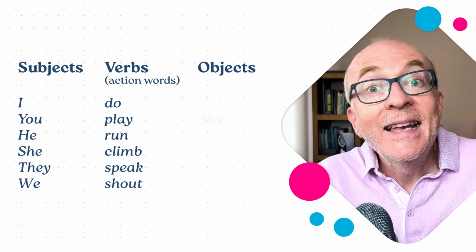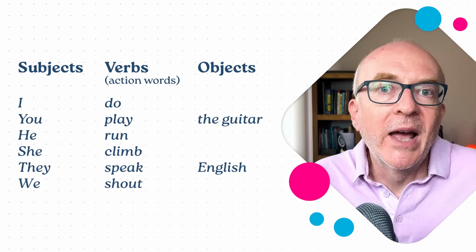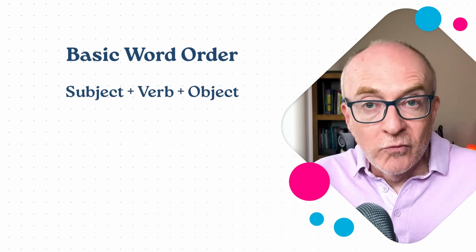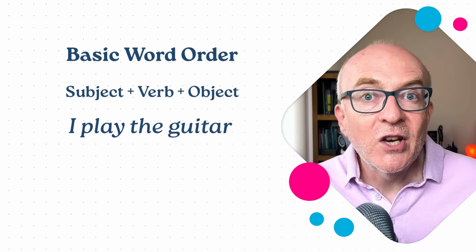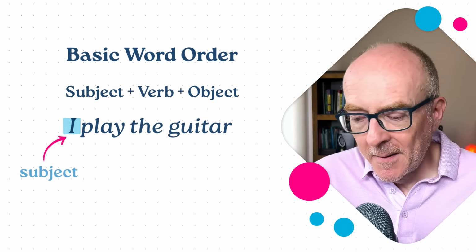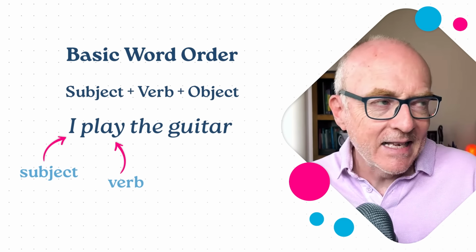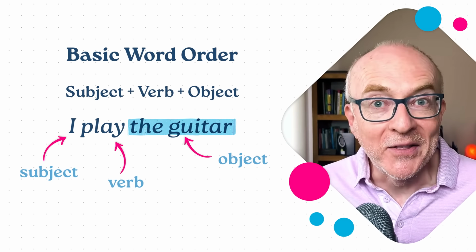I speak English is an object. Play the guitar is an object. So for example, right, I play the guitar. I, subject, play the verb. The object of my playing is the guitar. I play the guitar. Funny but true.